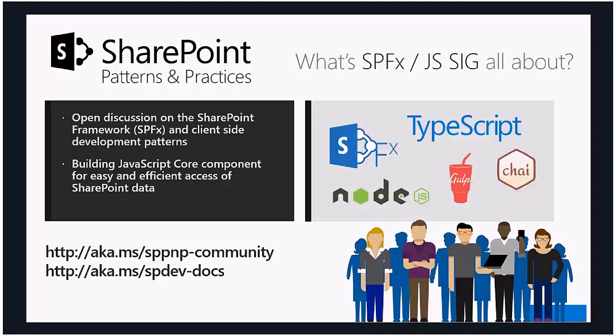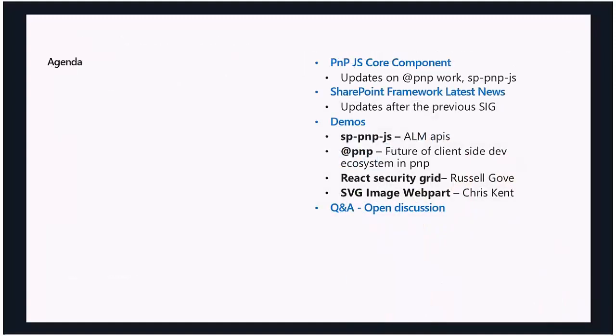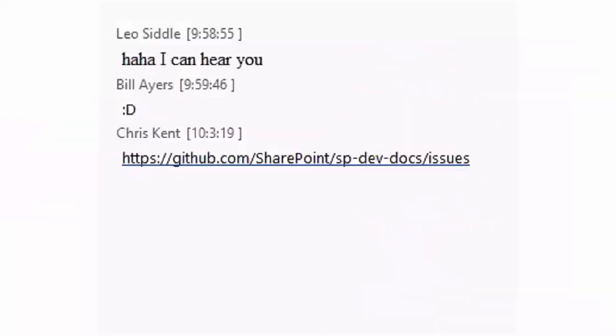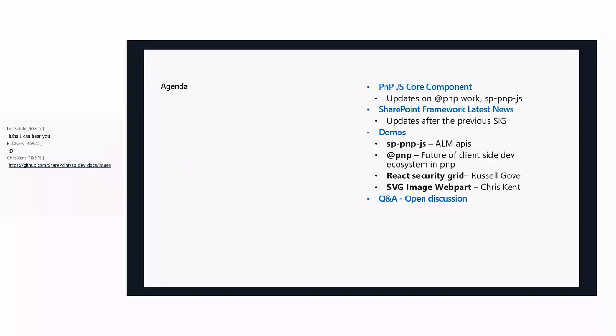So moving right along into our agenda. What do we have today? We've got the JS core component, some updates to talk to you all about around our @pnp scope work, as well as some updates for sp-pnp-js, SharePoint Framework latest news, and then some demos around the sp-pnp-js. We've added the ALM API support to the last release. And then as well, the @pnp library, I want to talk through what that's going to mean and what our thoughts are, and then solicit feedback from everybody about those directions, because again, it's all very community driven, so I want to ensure that we're getting the feedback from folks.